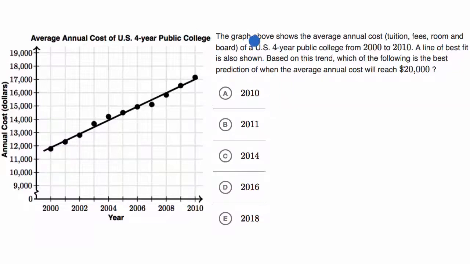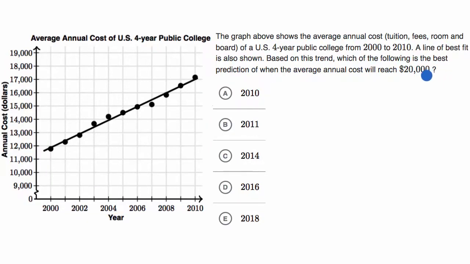We're told the graph above, and I put the graph here to the left so that we can see it on the screen. The graph above shows the average annual cost, tuition, fees, room and board of a U.S. 4-year public college from 2000 to 2010. A line of best fit is also shown. Based on this trend, which of the following is the best prediction of when the average annual cost will reach $20,000? So pause this video and see if you can answer it.